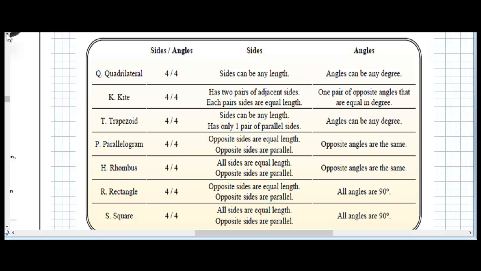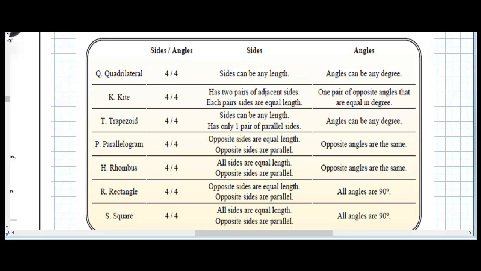Quadrilateral, it's a big word. We have a lot of shapes including quadrilaterals. It's only 4 sides, but we have a lot of shapes. Okay, so let's see how many shapes can form a quadrilateral.